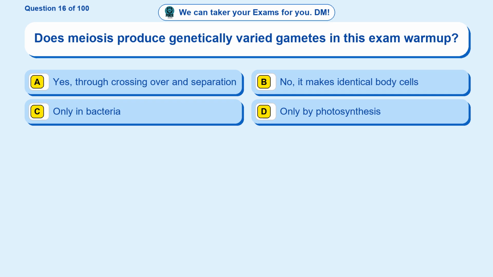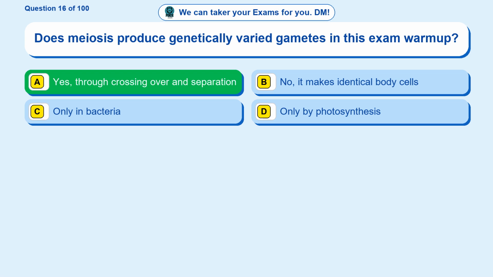Question 16. Does meiosis produce genetically varied gametes in this exam warm-up? Option A. Yes, through crossing over and separation. Option B. No, it makes identical body cells. Option C. Only in bacteria. Option D. Only by photosynthesis.